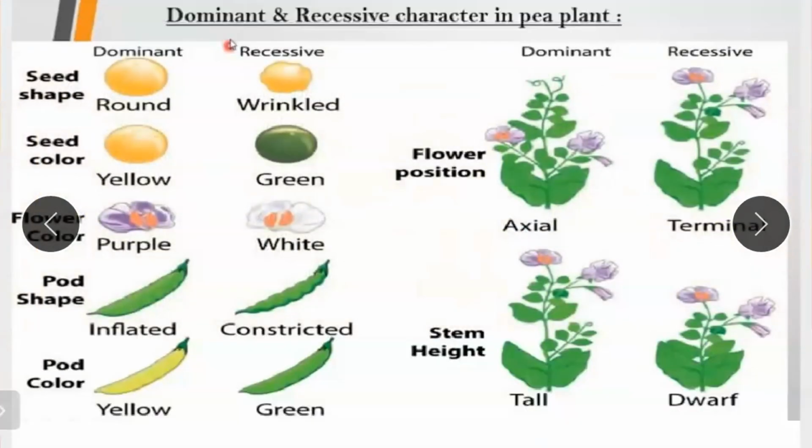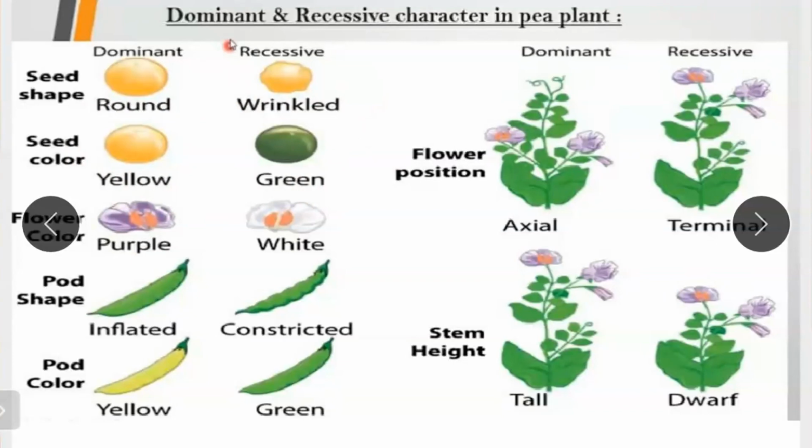Yesterday I explained the dominant and the recessive character. Dominant characters are the characters which are directly transferred from our parents to us. What are the recessive characters? The characters which are not observed by us. So in the case of the pea plant, see this. What about the seed shape? In dominant, it is round, and in recessive, it is wrinkled. You can see in the pictures on the slide. What about the seed color? In dominant, it is yellow, and in recessive, it is green in color.